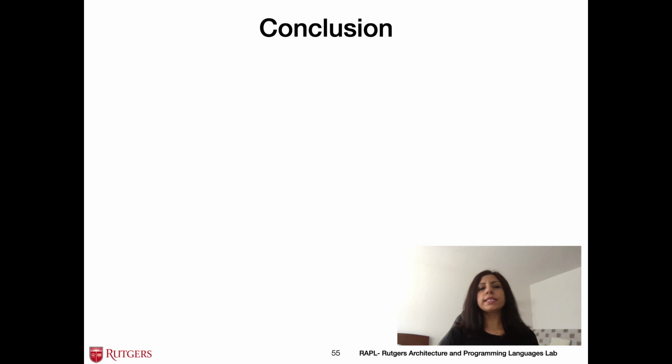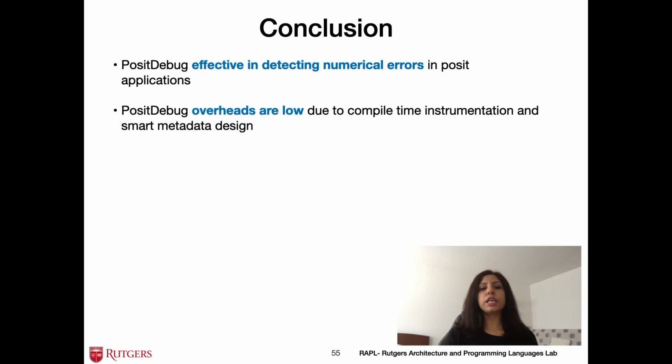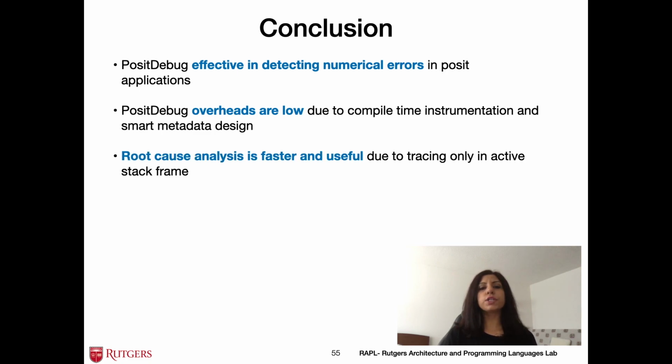To conclude, posits are a new attractive representation for reals which provide tapered accuracy. PositDebug enables you to find numerical errors and debug them in posit applications. The key idea is to keep metadata constant to the amount of memory usage of the program. It provides backtracing in the active set of functions to produce the DAG for root cause analysis. We have shown the same ideas are applicable for floating point applications. We believe both of these tools can help developers to detect and debug numerical errors effectively.